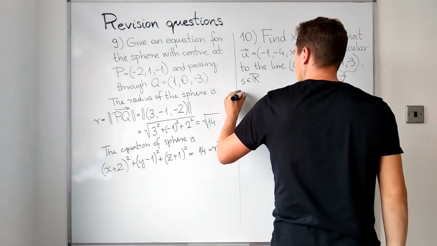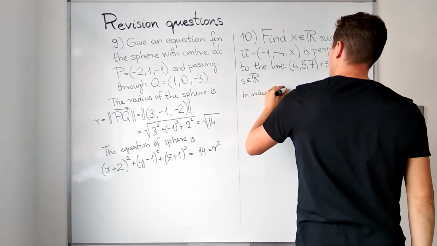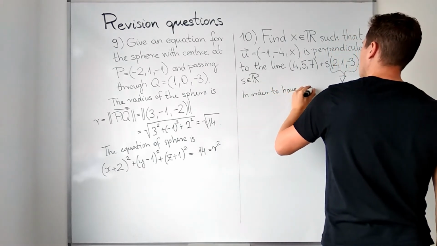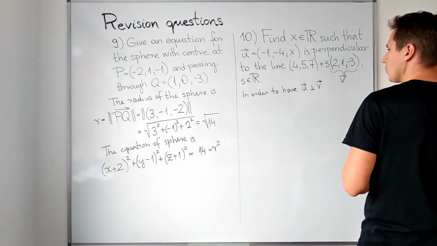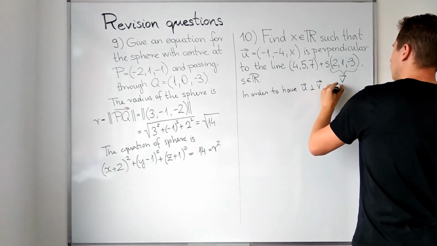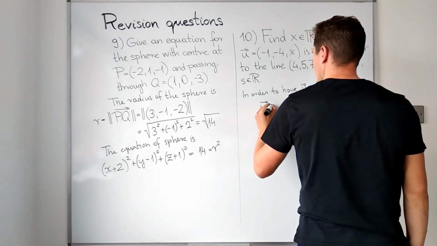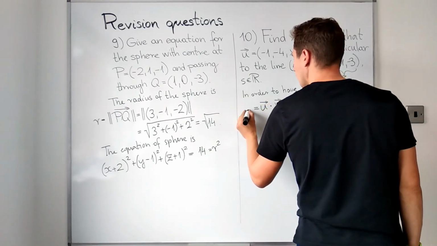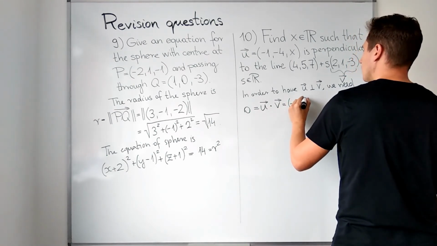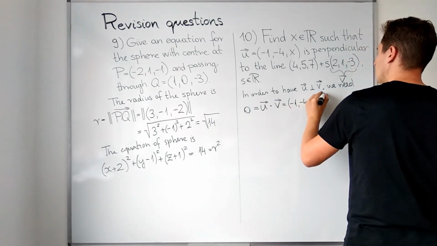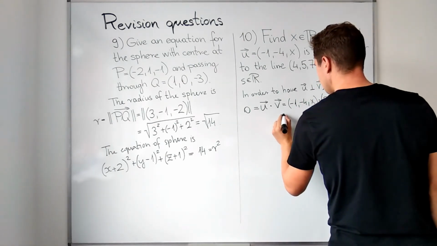So in order to have u being perpendicular to v, the direction of the line, we need their scalar product to be 0. What is the scalar product of these two vectors? -1, -4 and x, and 2, 1, -3. Well, let's see.